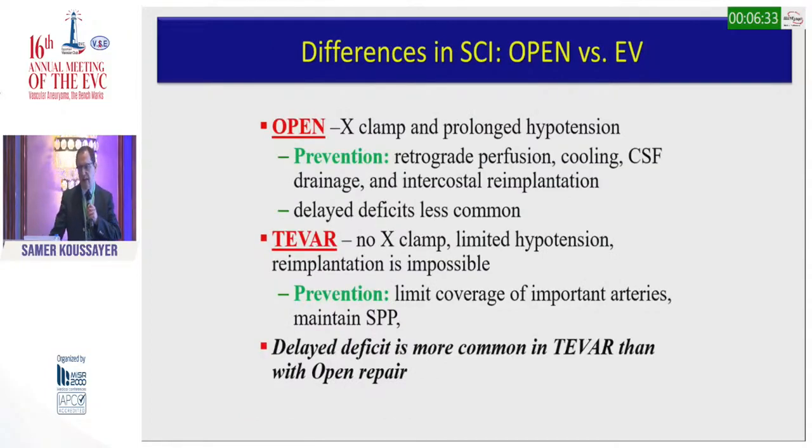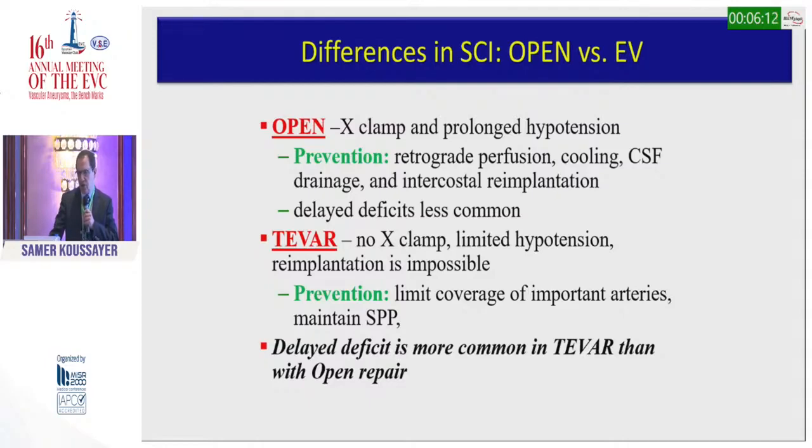There's a difference in CSI between open and endovascular. In open repair, the CSI happens because of cross-clamping and prolonged hypotension. So we prevent it by retrograde perfusion, cooling, CSF drainage, and intercostal reimplantation. In general, in open repair, we see immediate CSI more than delayed CSI in the patient.